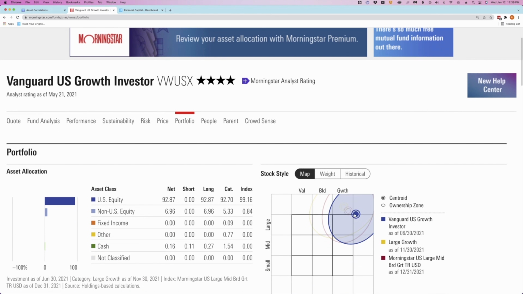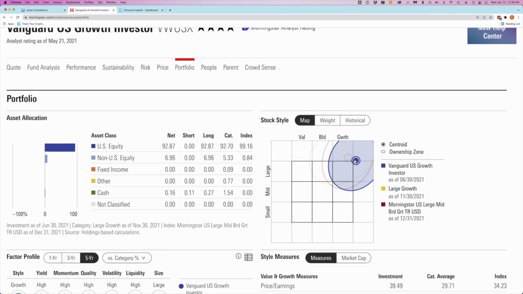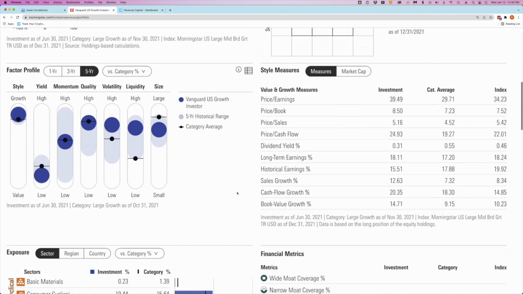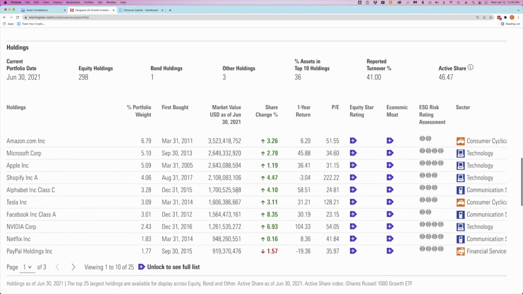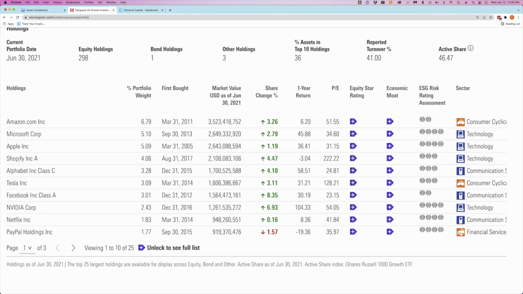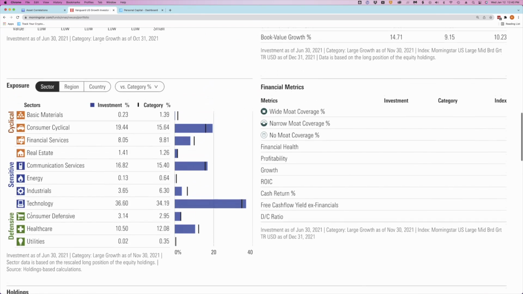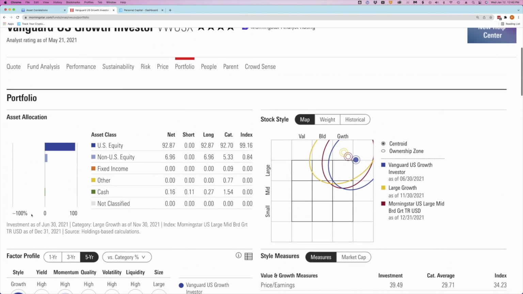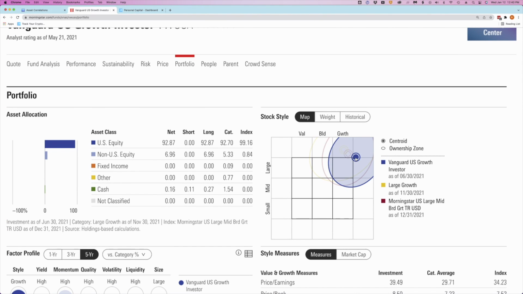So this is growth, and look where the blue dot is. This is significantly different than say a VTI or an S&P 500 that falls within the blend category. This is investing in companies that are significantly tilted towards growth. And we could even come down and look at what those companies are. And you can see they're mainly a lot of tech. Amazon, Microsoft, Apple, Shopify, Tesla. These are, of course, companies in the S&P 500. So there's definitely overlap between this fund and VTI or an S&P 500, but it's heavily tilted towards growth.